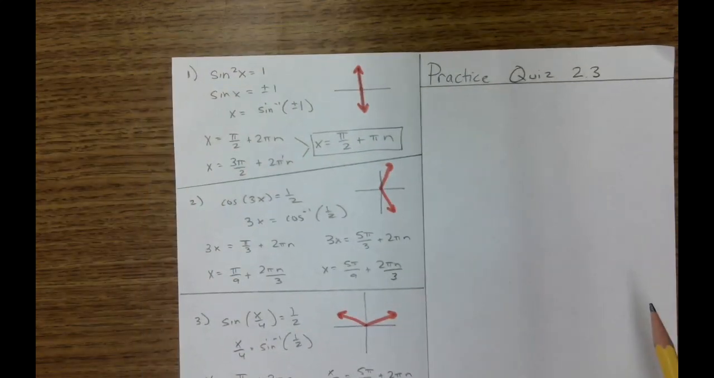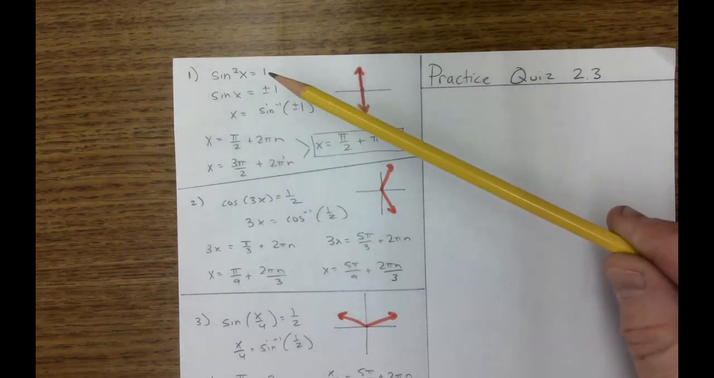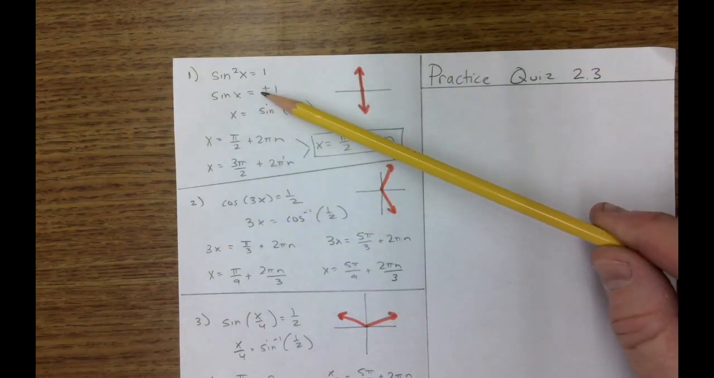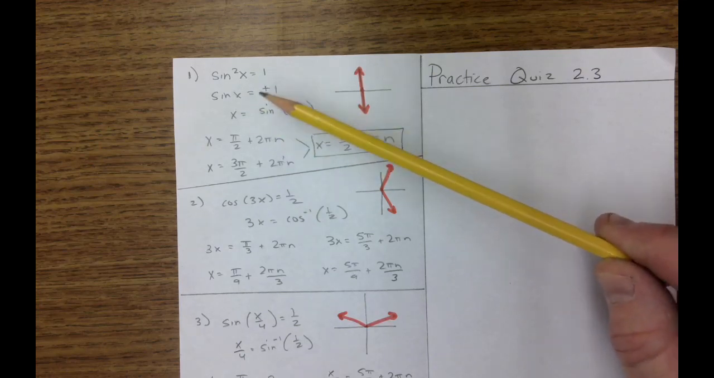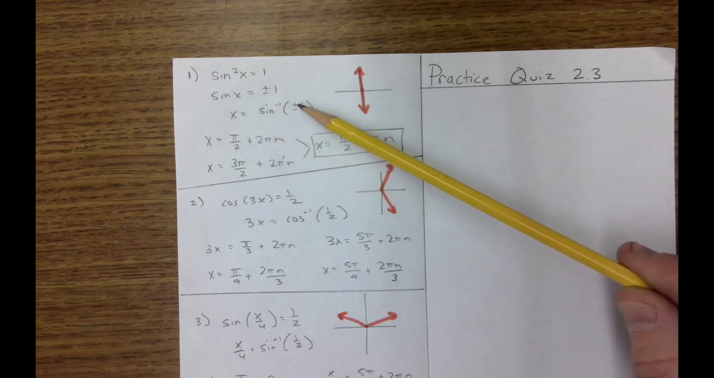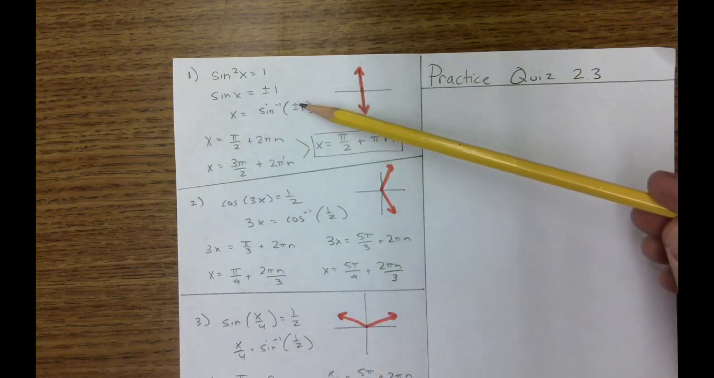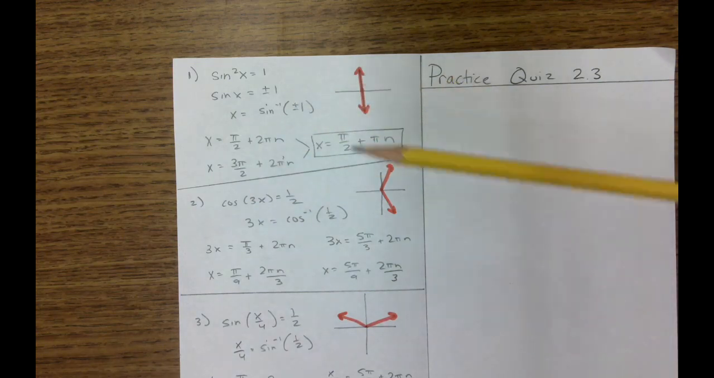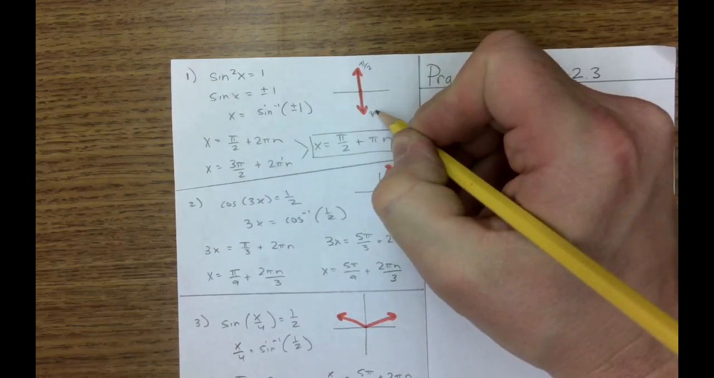Problem number 1 says sine squared x equals 1. Well, if I take the square root of both sides, now I'm down to sine of x is equal to plus or minus 1. If I inverse sine, now I have x is equal to inverse sine of plus or minus 1. So where on the unit circle is sine 1 or negative 1? Well, it's here and here. It's at pi over 2 and 3 pi over 2.